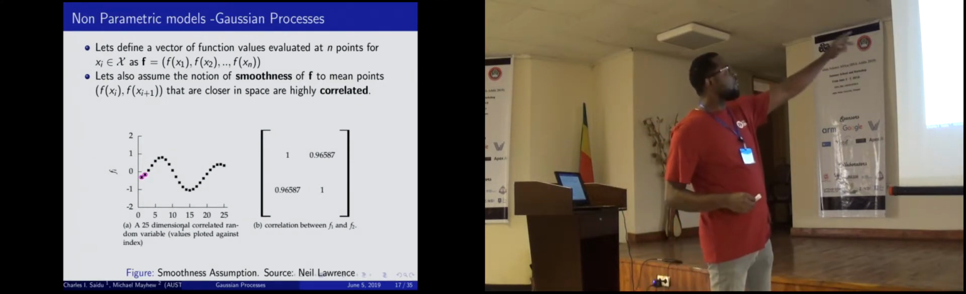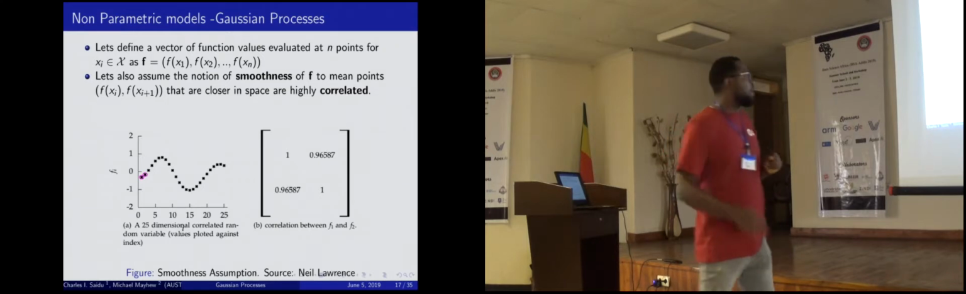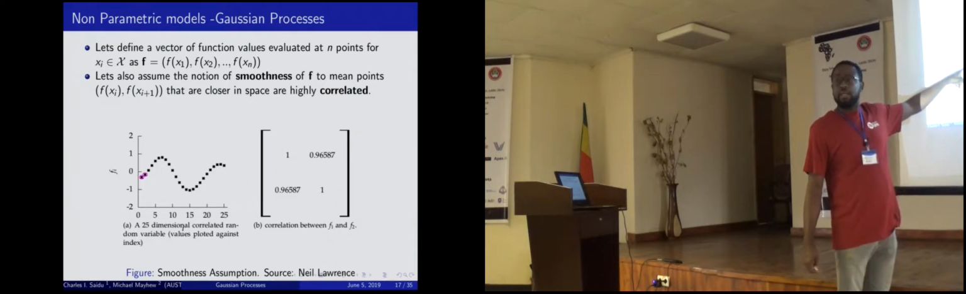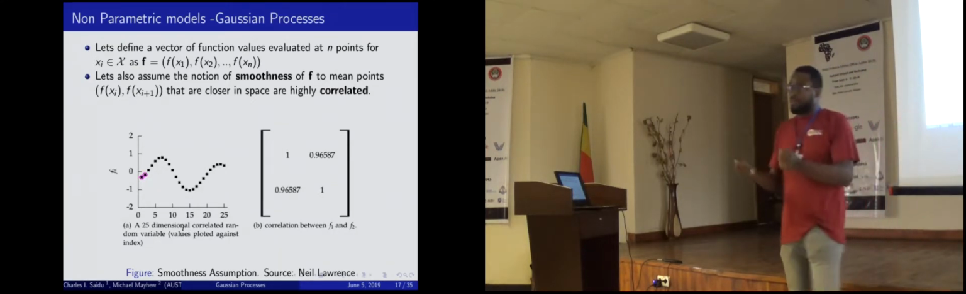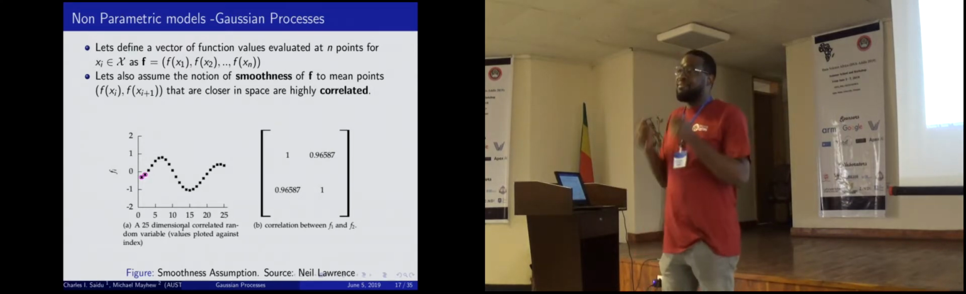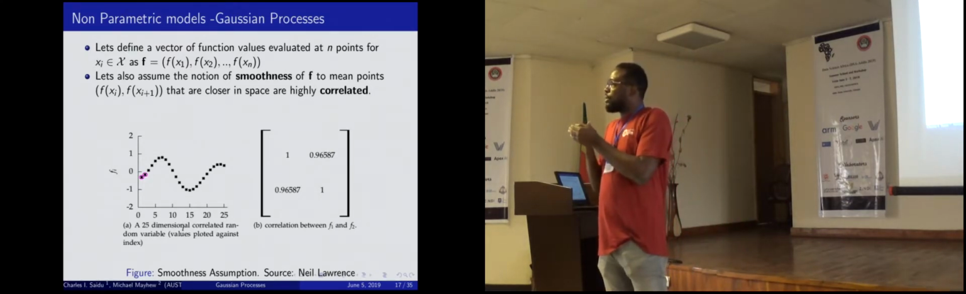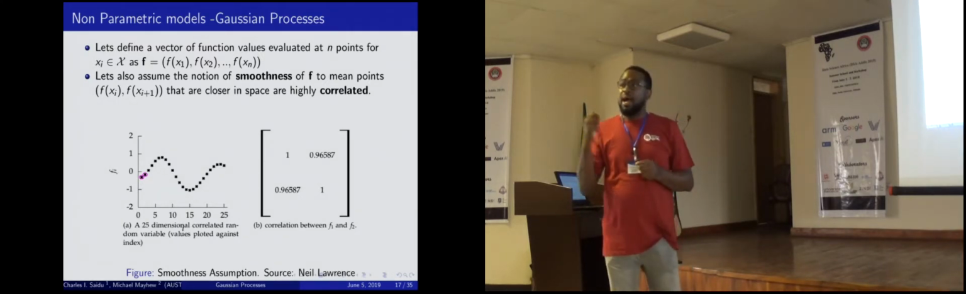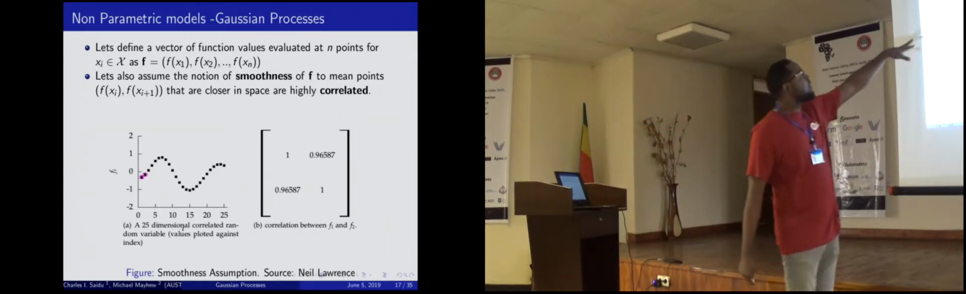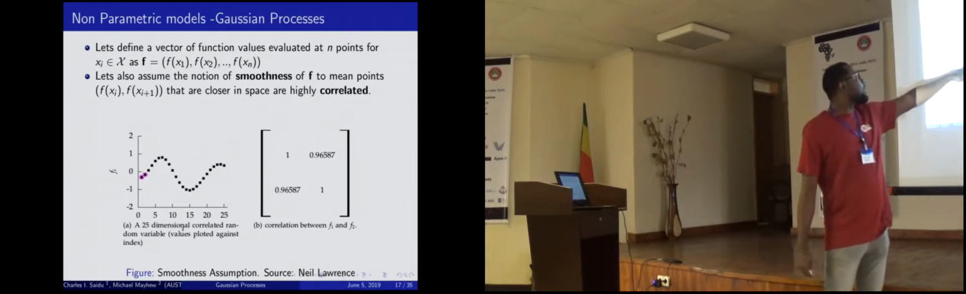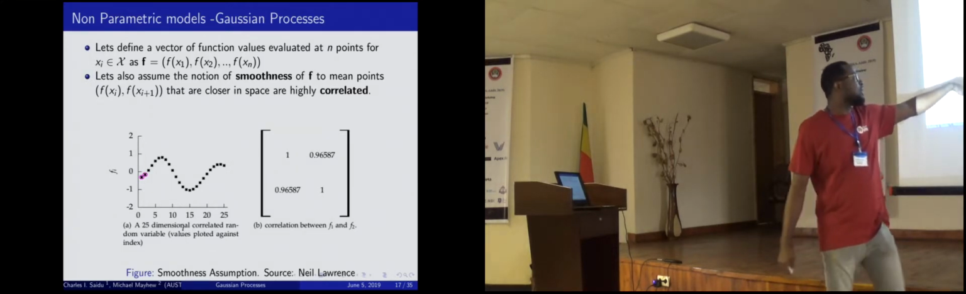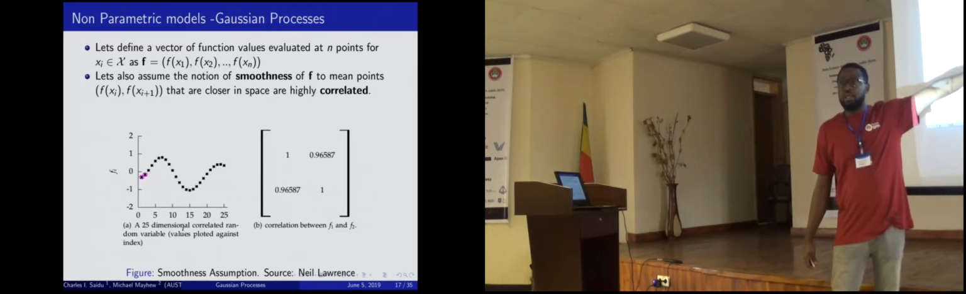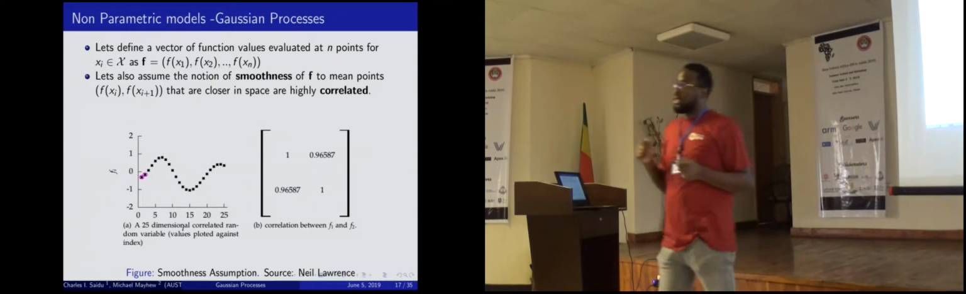So let's define a vector of function values. The function evaluated at this point has this value. We collect these function values and they form a vector. And we assume that points that are close in the value of evaluation are highly correlated. So that's the idea: let's assume the notion of smoothness. If these 2 points are close to each other, we can have some correlation defined by some matrix that tells us how correlated those 2 points are.